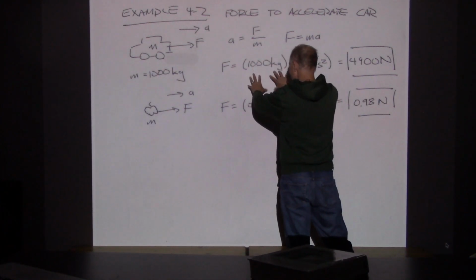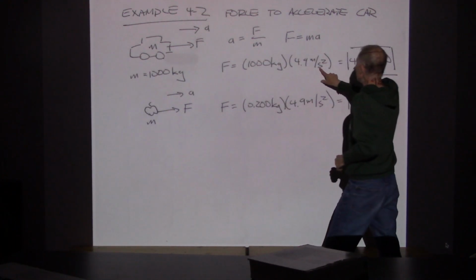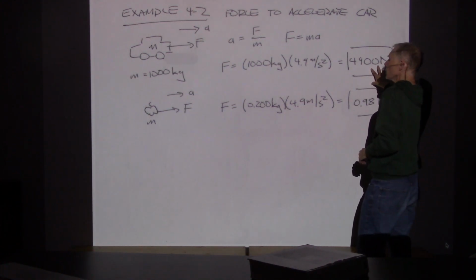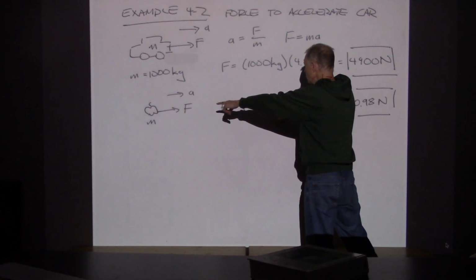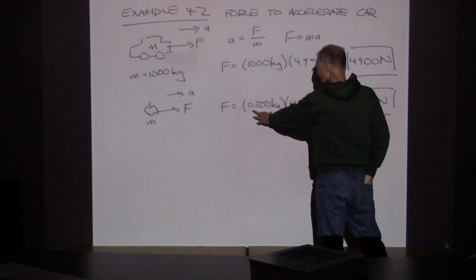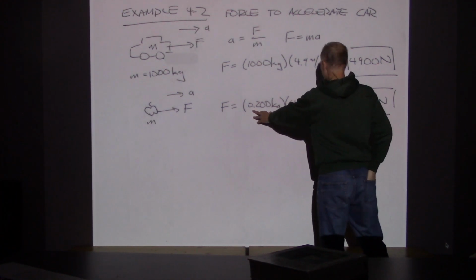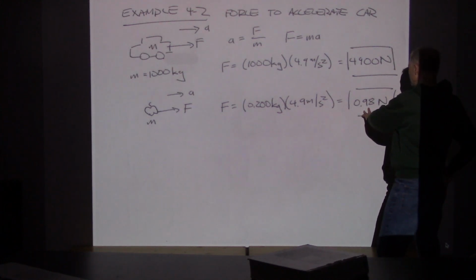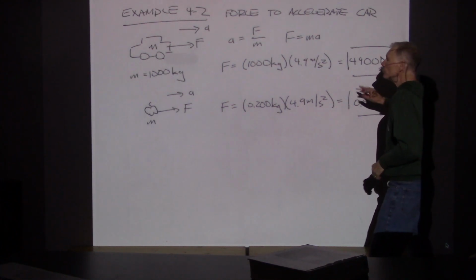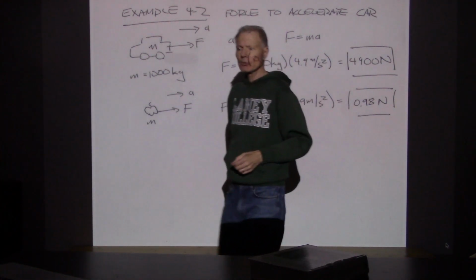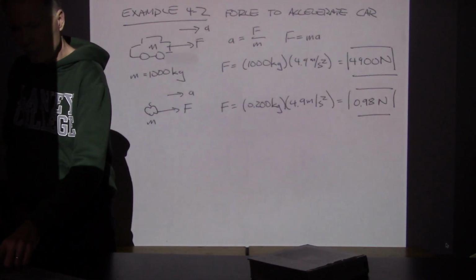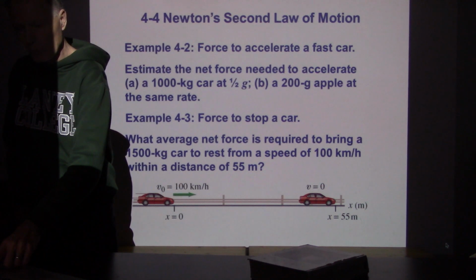So in order to accelerate that car at 4.9 meters per second squared, I'm going to need 4,900 newtons. But to accelerate this apple at the very same acceleration, it has much less mass, much less inertia. It's only going to require 1 newton, a little less than 1 newton. So 4,900 newtons versus 1 newton, and that's because the car has 4,900 times as much mass as that apple does. Now there was a problem 3 that they slipped in there, right there.